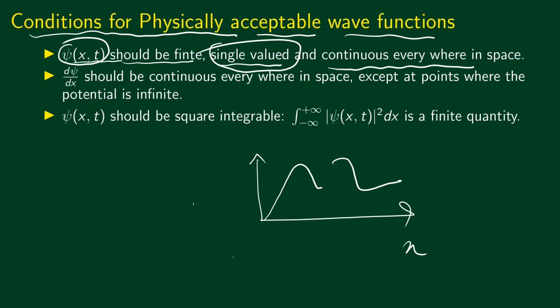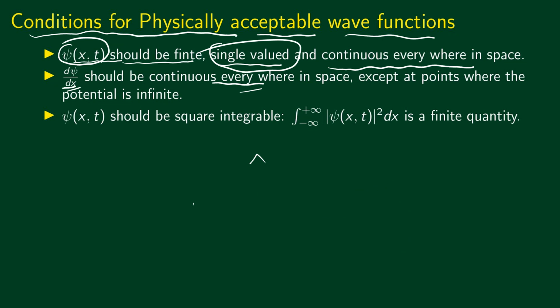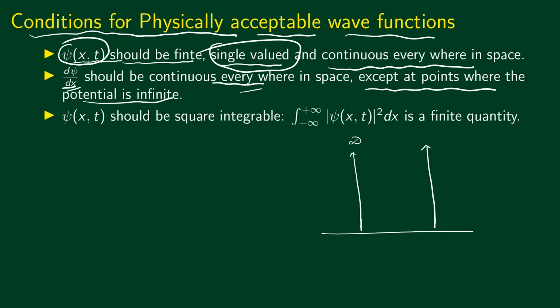Now the derivative also has to be continuous everywhere in space. The derivative d psi by dx also has to be continuous everywhere in space. There's an exception to this, except at points where the potential is infinite. There are certain points in space where the potential can be infinite. So let's say we have an infinite potential here. In this case, the wave function is always continuous everywhere. We could have a wave function like this, which is 0 at this point and everywhere else it's 0.